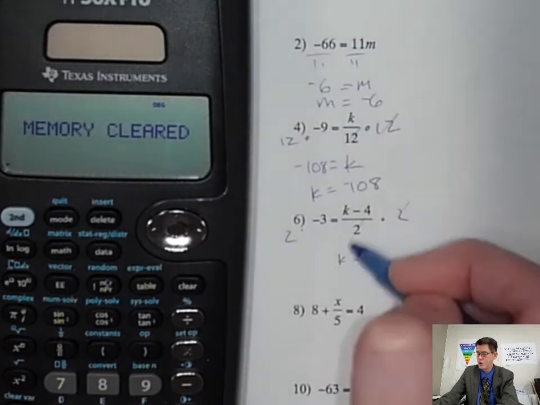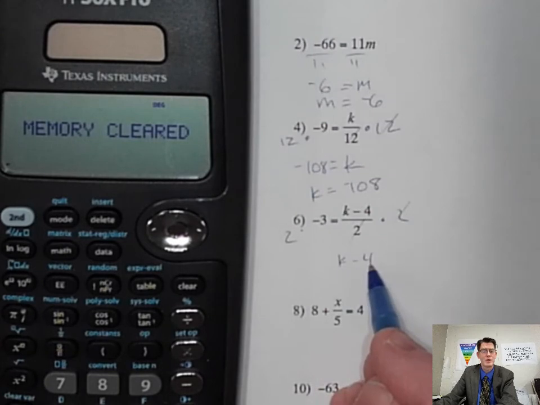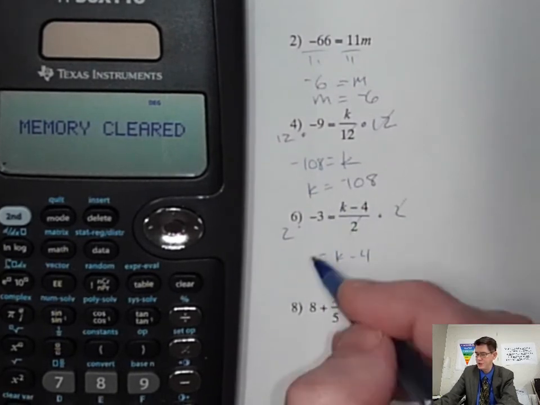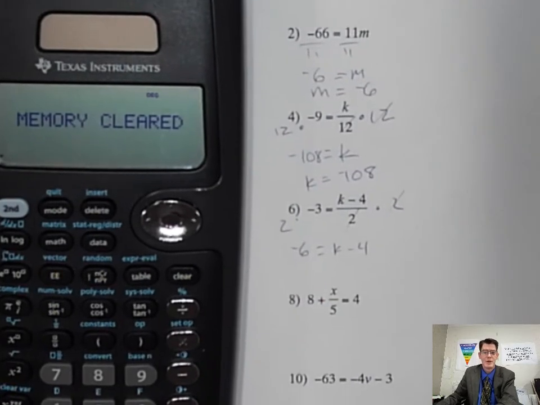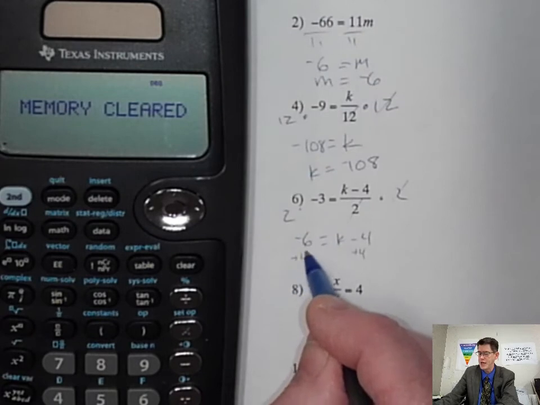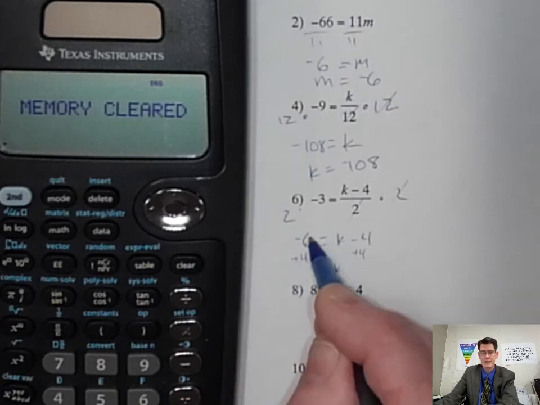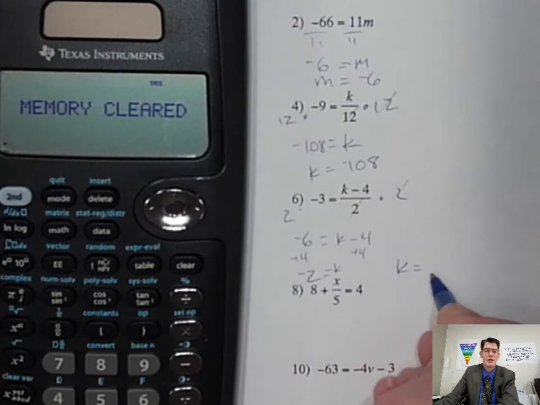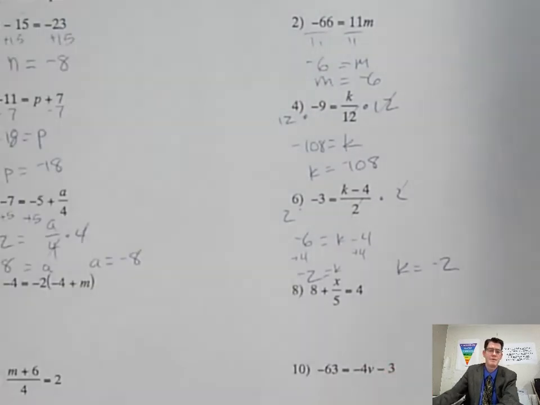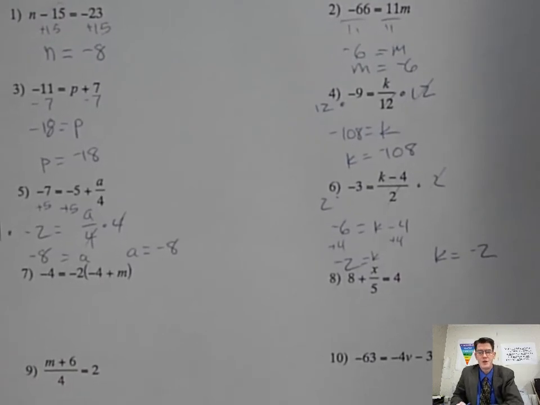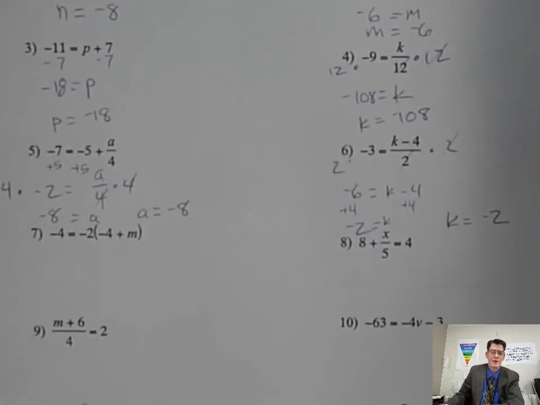So these 2's go to 1. We're lazy, we don't write it, so k minus 4 is on that side of the equal sign. -3 times 2 is -6. Now it's a one-step equation from before. Add 4 to both sides. You can use your calculator if you'd like. -6 plus 4 is -2. So k is -2.